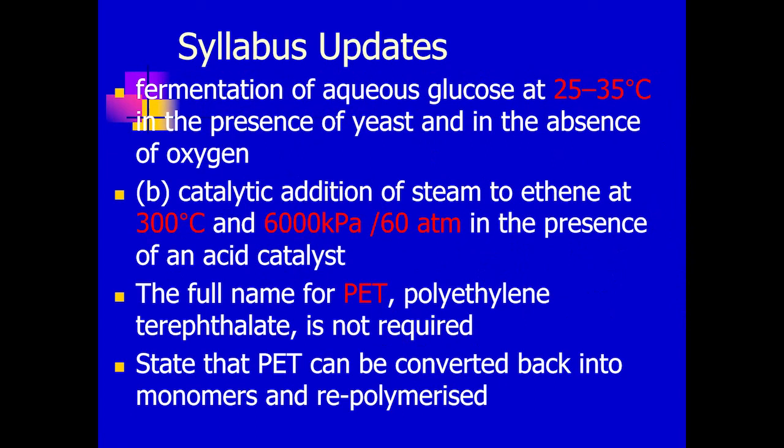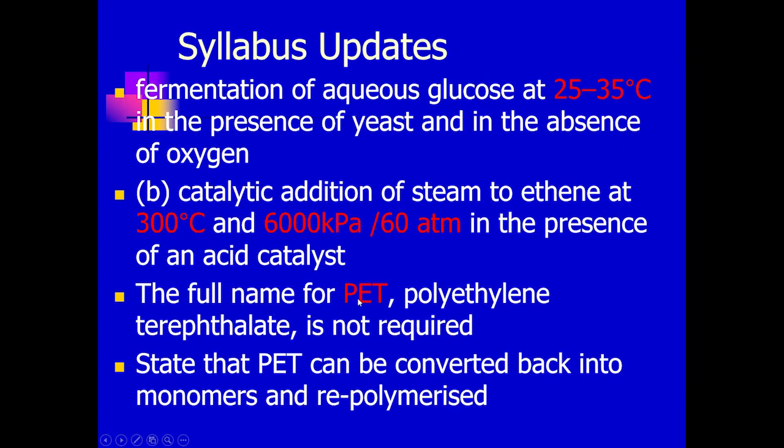In syllabus updates, we find the fermentation of aqueous glucose at 25 to 35 degrees centigrade. So they have specified the temperature now in the syllabus. In some notes and books, we have read that up to 37 or 40 degrees centigrade, enzymes become denatured. So now the temperature given is 25 to 35 degrees centigrade, in the presence of yeast and in the absence of oxygen. Catalytic addition of steam to ethene at 300 degrees centigrade and 6000 kilopascals, or 60 atmospheric pressure, in the presence of concentrated phosphoric acid, which is used as a catalyst.